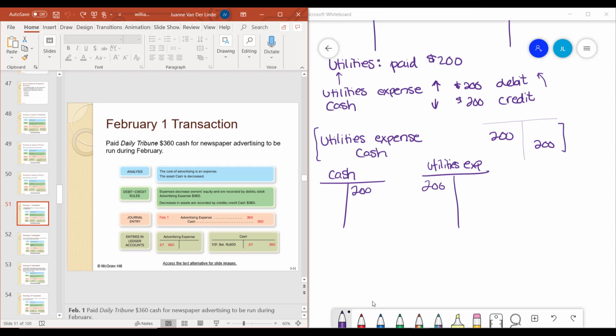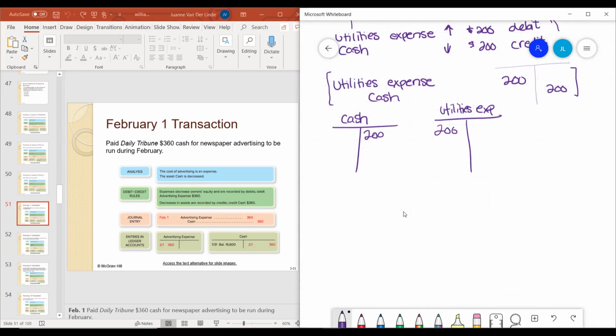They paid the Daily Tribune $360 cash for newspaper advertising to be run during February. So that's $360 if it's for an ad. It's an advertising expense. Okay, so we paid on February 1st for an ad to be run that same month. So it's not prepaid advertising, it's for that same period. So it's $360 of advertising expense, and how are we paying for it? In cash.